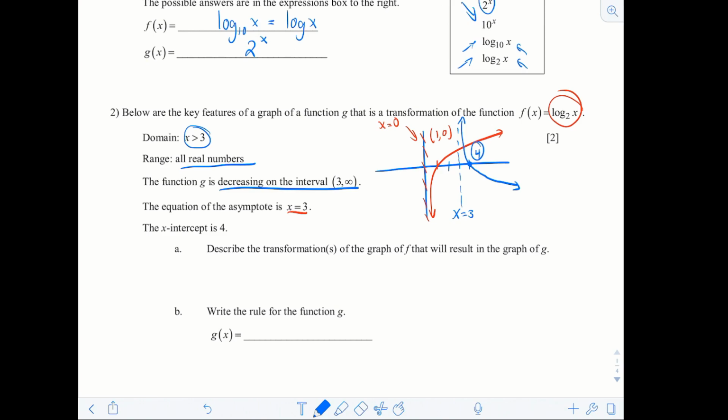To describe the transformations of the resulting graph of g, I can say that it is going to be translated 3 units to the right.